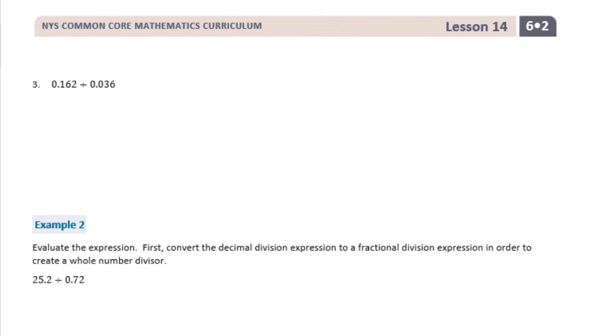We have 162 thousandths divided by 36 thousandths. In order to get the divisor to be a whole number, we need to move it 1, 2, 3 places, which is 3 powers of 10, or 1,000. So if we multiply 36 thousandths times 1,000, we'll get 36. And if we multiply 162 thousandths by 1,000, we move it 3 places, we get 162. So our problem is 162 divided by 36.